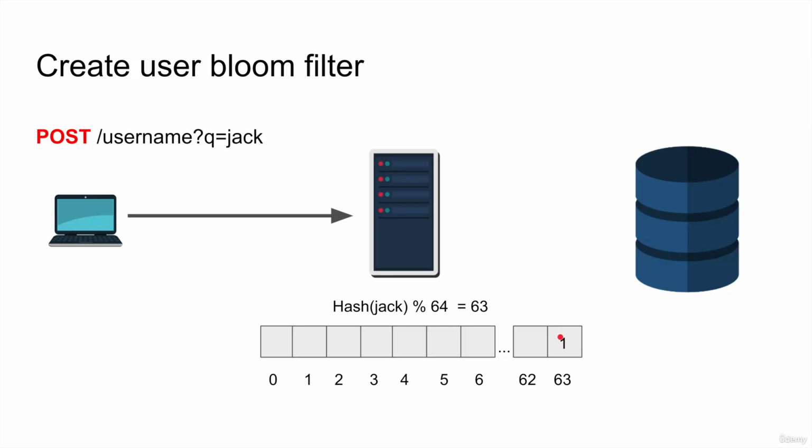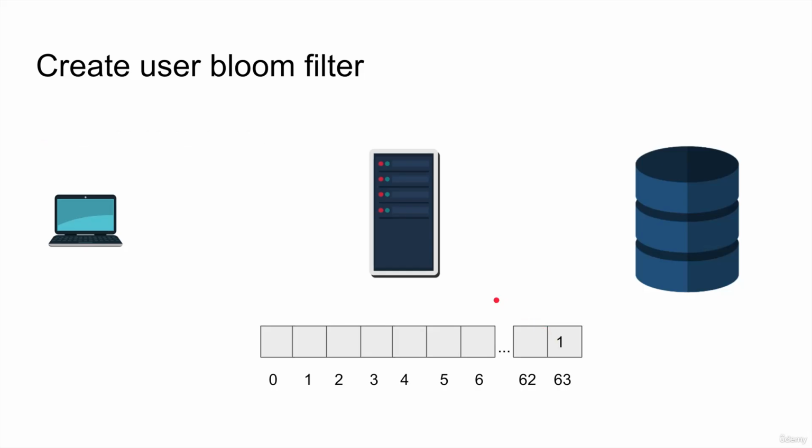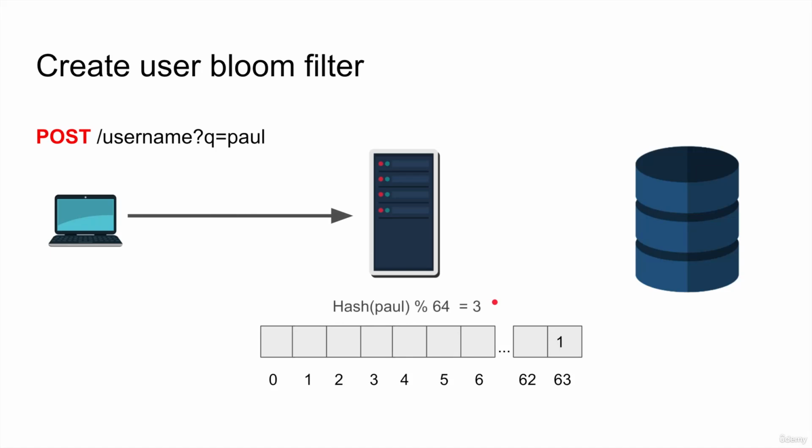Nice, isn't it? And then you obviously write it to the database. So this is how we start building this in-memory representation of the Bloom filter, right? And then let's try Paul. I'm going to create a user Paul. Hash Paul, mod 64. What do we get? Oh, bit 3. Let's set bit number 3. All right, so far it's good. And obviously we write it to the database.